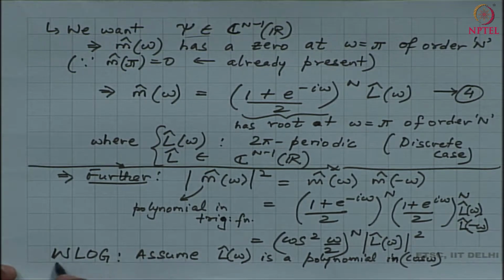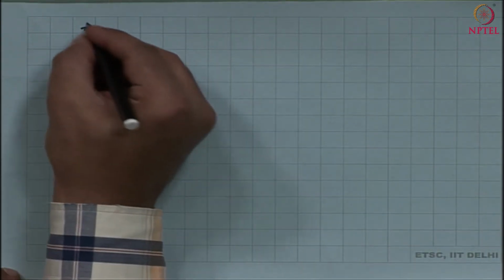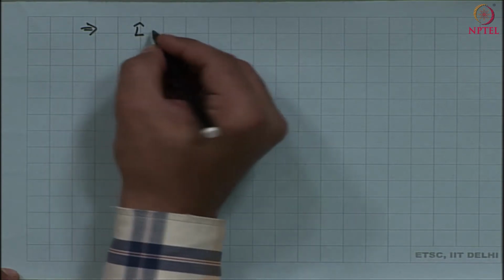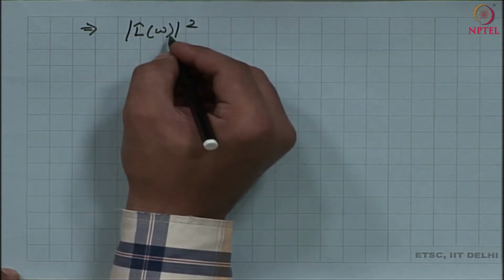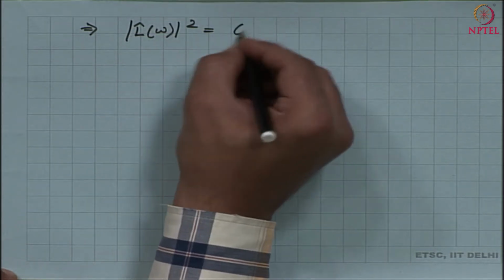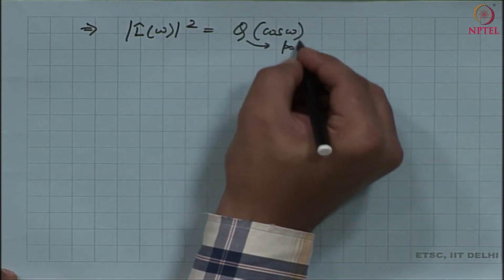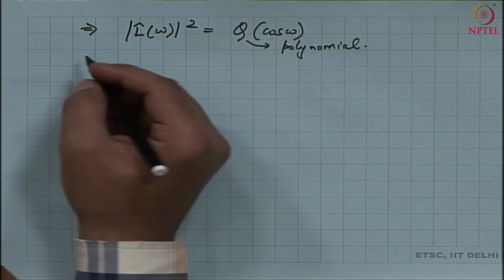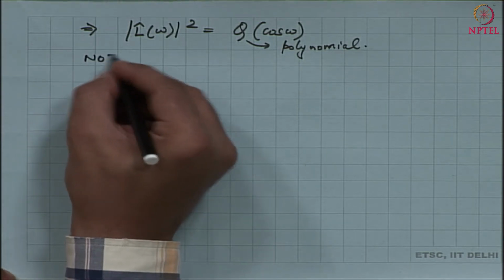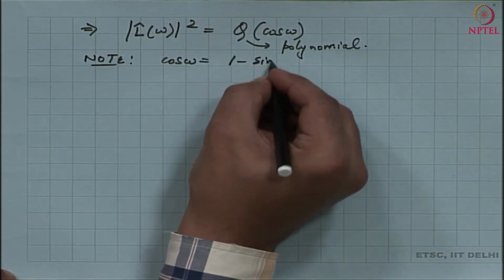So then, what I have assumed is the following. I have assumed that the square of the absolute value of L hat of omega is some polynomial q of cos omega, where q is a polynomial. Now notice that I can rewrite my cos omega to be 1 minus 2 sin square omega by 2.